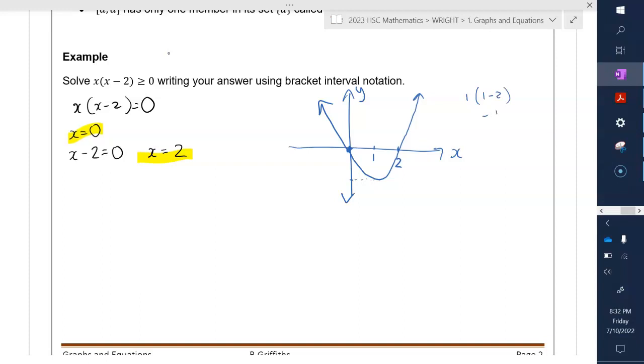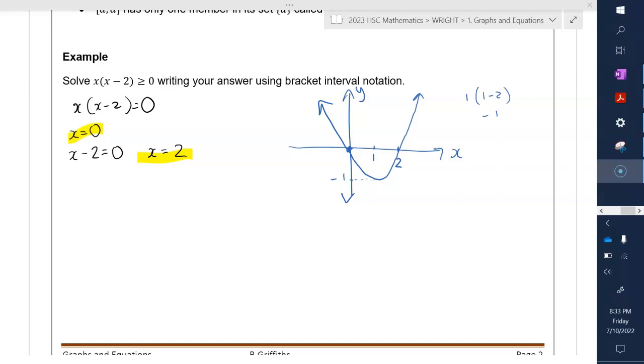So I'd have a minus 1 in here. Okay, so this should be something that you're quite familiar with from year 11, with looking at the graph of a parabola equal to 0. But that's not what our question is looking at here. It's saying to solve x times (x minus 2) greater than or equal to 0.